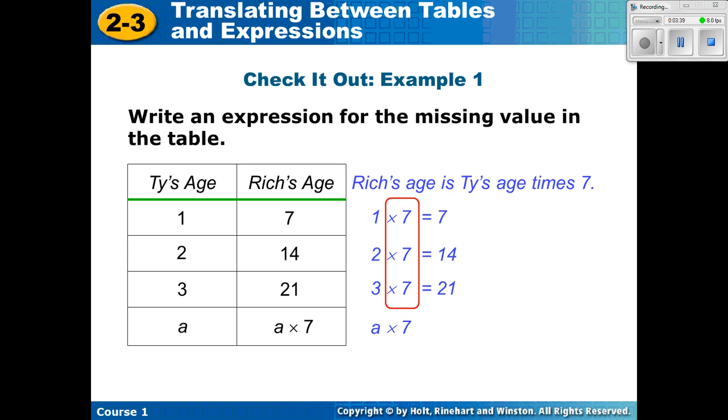A times 7, which we are not going to put the x in there, right? So please excuse this slide. It should be 7a, or you could have a with the dot and then 7.